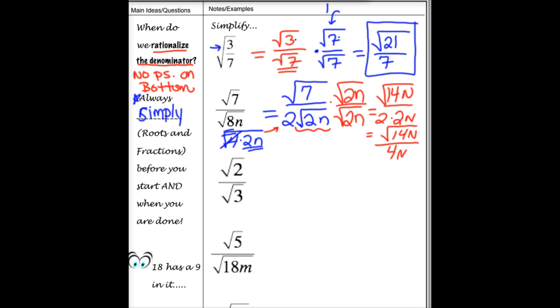Can you cancel the 4s? No. Why not? One's in, one's out. Can you take a 2 out of the 14 and a 2 out of the 4? No. Why not? Because one's in, one's out. So what do you do? You circle it.